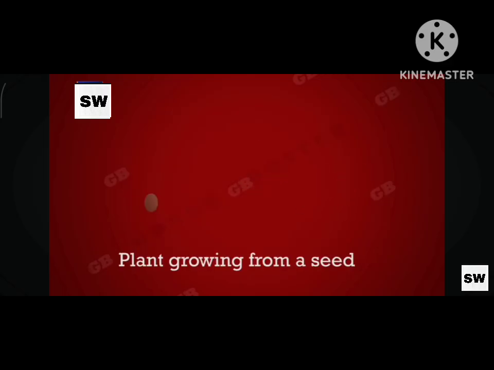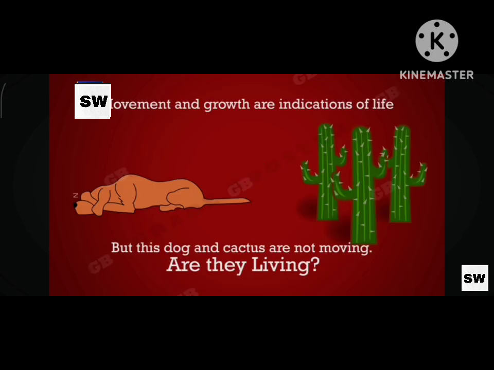You sow a seed in soil. After a few weeks, you find a plantlet growing. On the basis of the characteristic growth, we say the plant is a living thing. So in the above cases, movement and growth are the indicators of life.